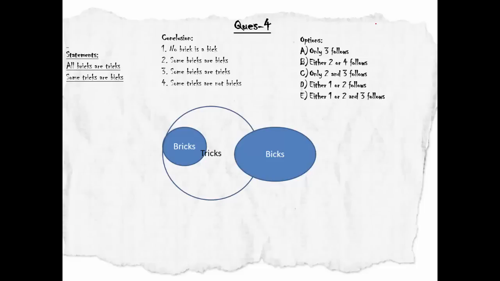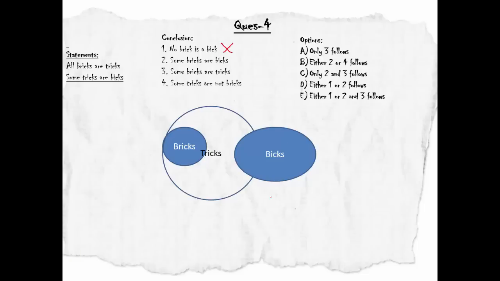So let us try to see the conclusions one by one. No brick is a big. We don't have any cross statements here, so this is not a definite conclusion. There is a possibility that some portion of the bricks might come inside bigs. Since there is no cross statement here, this is not a definite conclusion.